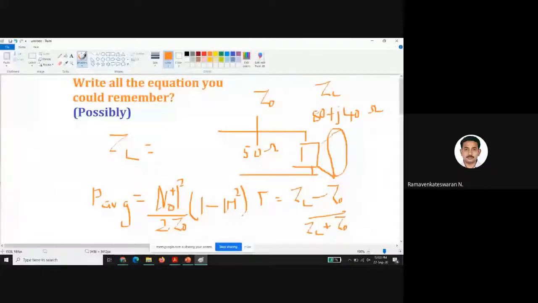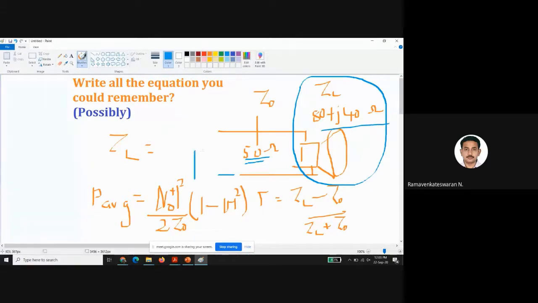So here, I think the problem is asked like the antenna is 80 plus j40 ohms. This is a parabolic antenna. The coaxial cable from the set-top box to the antenna, the standard impedance is 50 ohms, connected to this dish antenna of 80 plus j40 ohms. This is a different impedance. So the question is asked if the power is given to the cable from the transmitter.